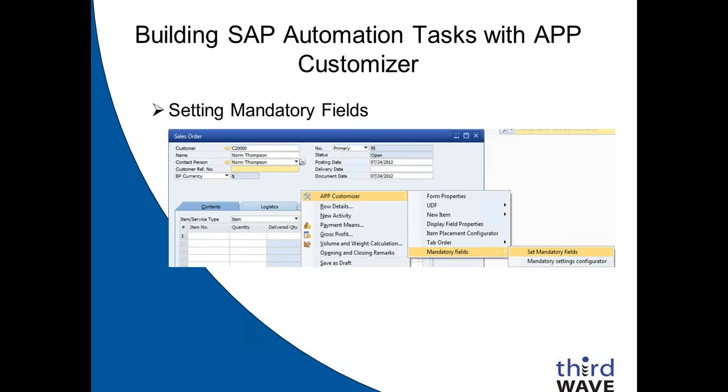And the process for setting a mandatory field is very similar to the tab order. You go into the APP Customizer menu. Underneath the mandatory fields menu, there's an option for set mandatory fields. And again, you'll go through and you'll click one by one any fields that you want to create as mandatory fields. And when you're done, you'll return to the same menu, and you'll click it again to end the process. And that will save the mandatory fields.